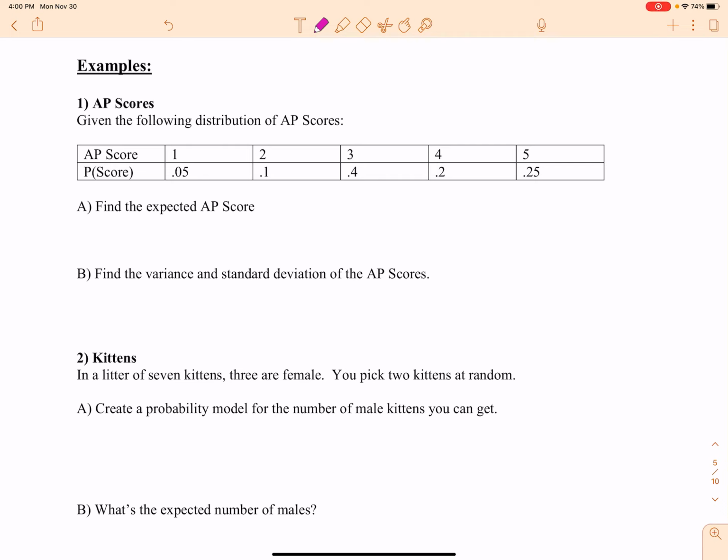All right, AP Stat, let's start these examples. It's going to be fun. Okay, so this is your first example in your Unit 5 notes.